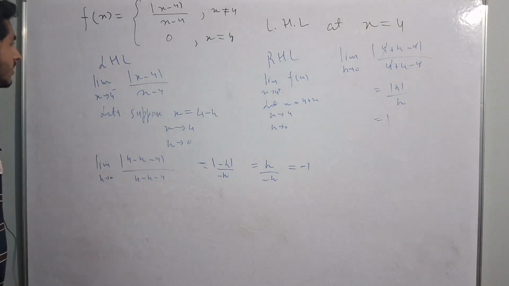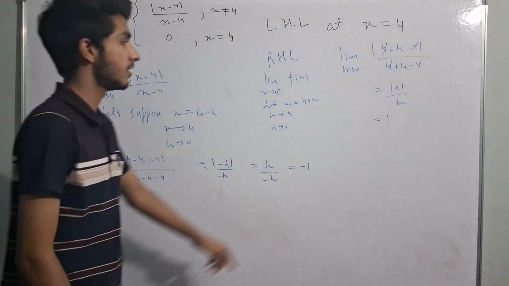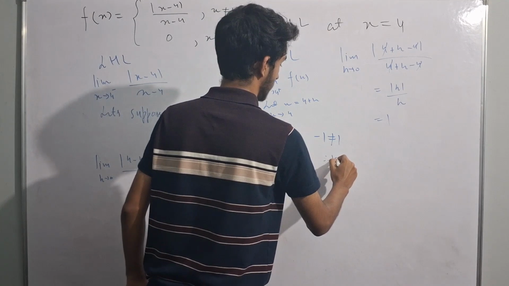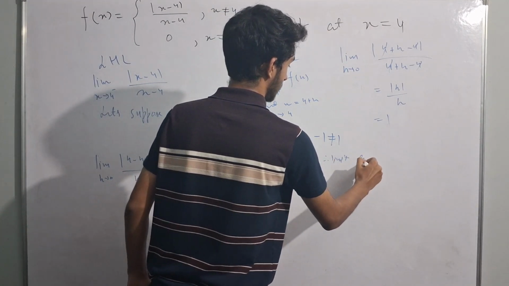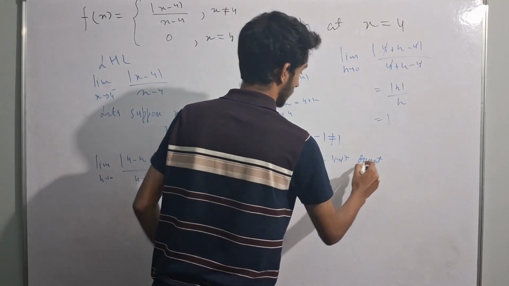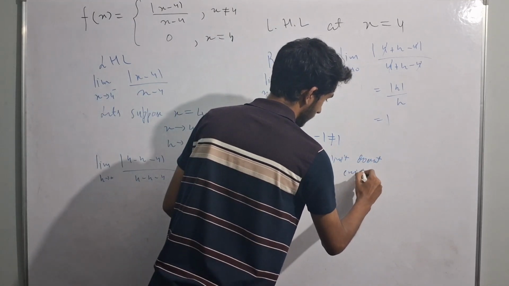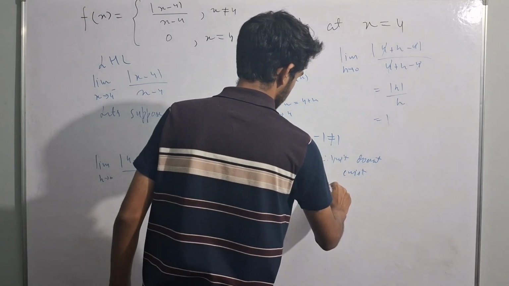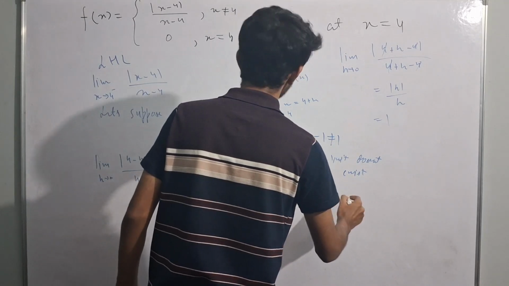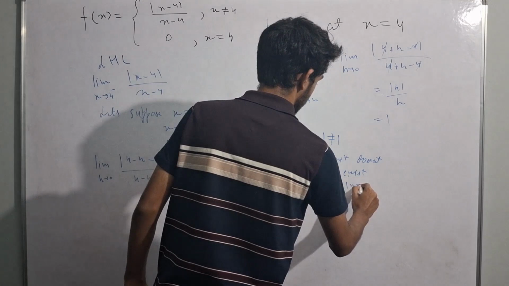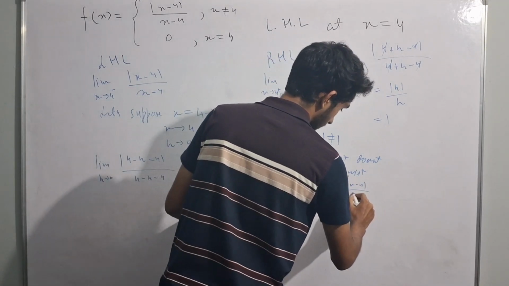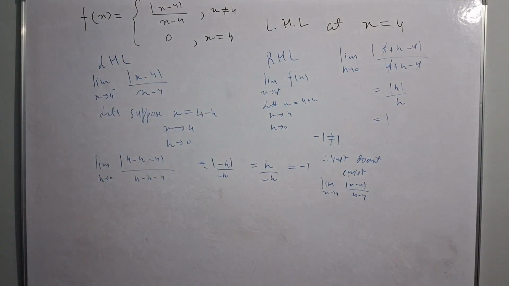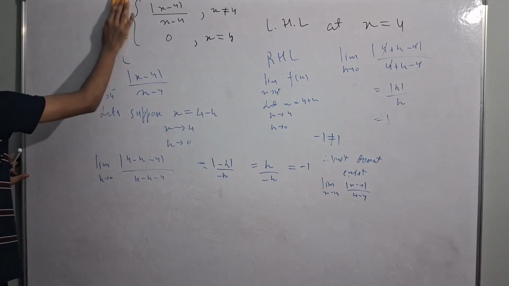So in this case, we can see that the left hand limit is -1 and the right hand limit is 1. So we can write -1 is not equal to 1, hence the limit does not exist, and we write the formula limit x tends to 4 of mod of x minus 4 by x minus 4. So I'll be writing the next question now.